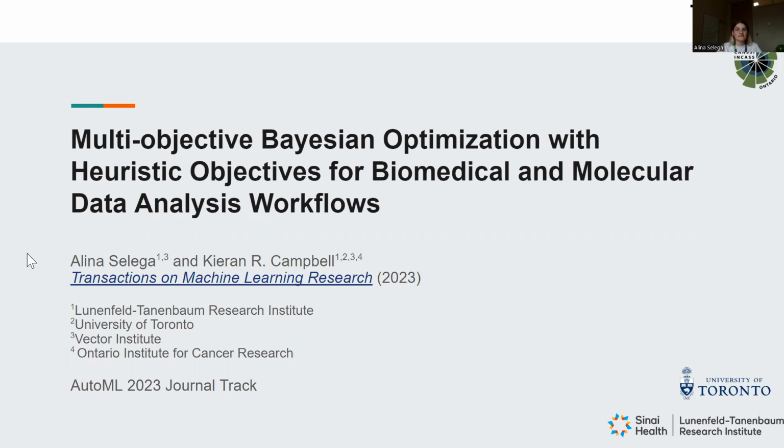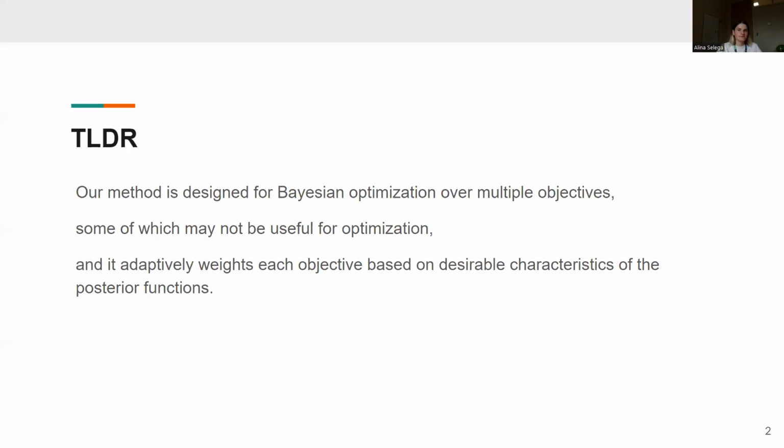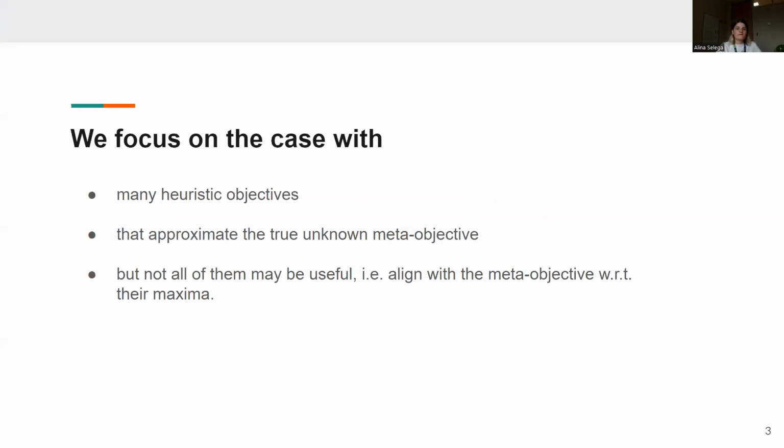and presented in the AUTOML journal track. Our method is designed for Bayesian optimization over multiple objectives, some of which may not be useful for optimization, and it adaptively weights each objective based on desirable characteristics of the posterior functions. We focus on the case with many heuristic objectives that approximate the true unknown meta-objective, but not all of them may be useful in terms of aligning with the meta-objective with respect to their maxima.